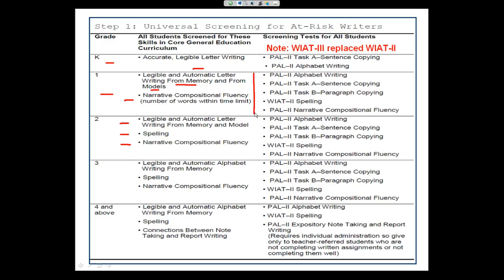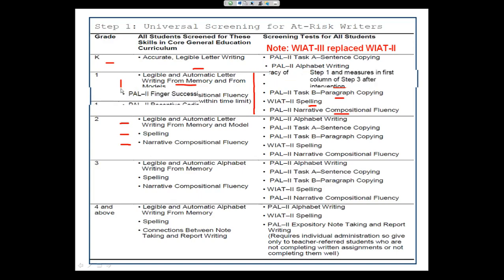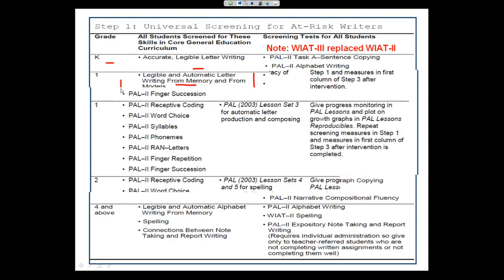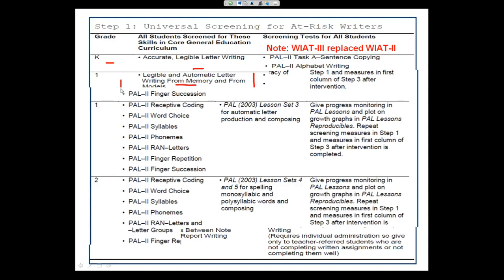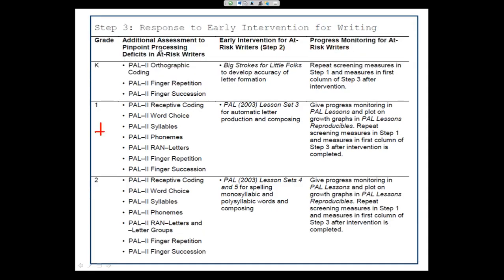If you're thinking about grade 1, for example, the alphabet writing, looking at copying sentences, paragraphs, the spelling task, as well as narrative compositional fluency. Really short subtests that'll give you the information you need to identify which students in grade 1 are struggling with the demands of the curriculum. Again, once you identify hopefully 3 or 4 students who are struggling with the skill or the curriculum objective, you look at the additional assessment to pinpoint the processing deficits.